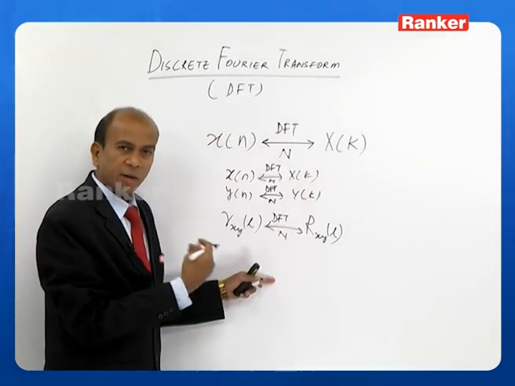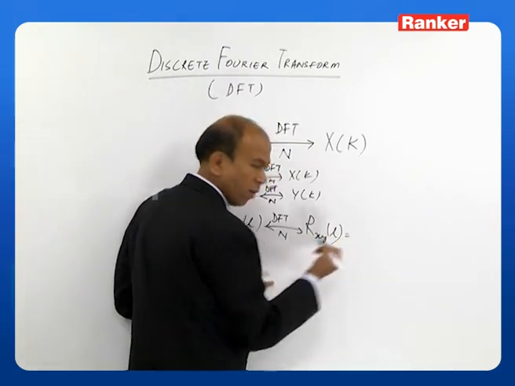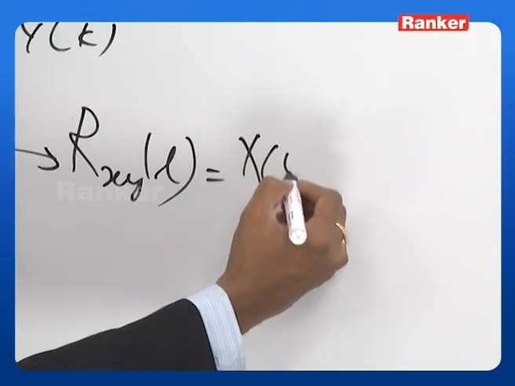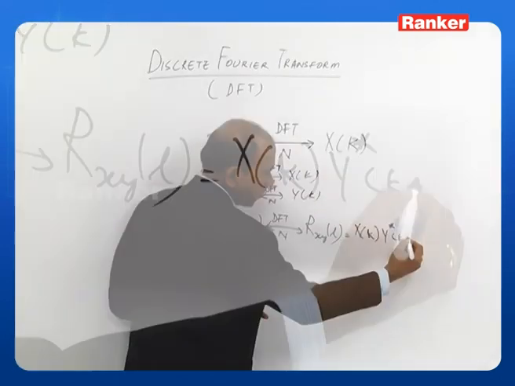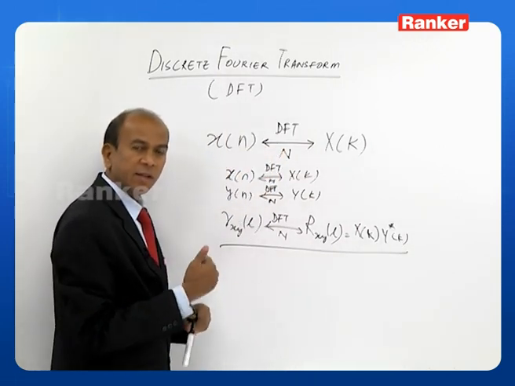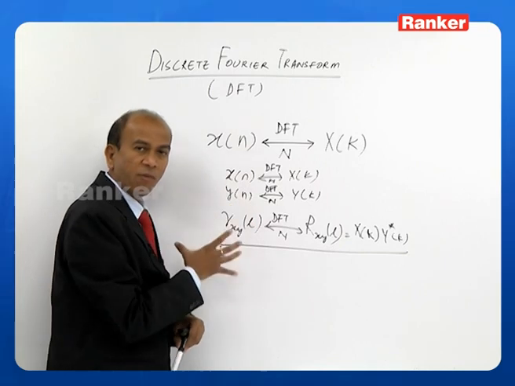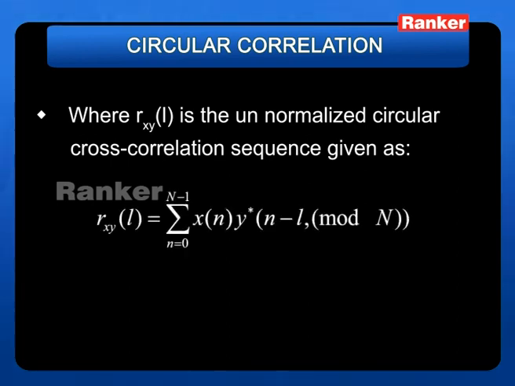Now how do we calculate the circular cross correlation of this? That is nothing but the product of x of k and y star of k. This is an important property called the circular correlation property of DFT, where Rxy of L is an unnormalized circular cross correlation sequence, given by the summation from n equal to 0 to n minus 1 of x of n y star of (n minus L) mod n. That is Rxy of L.